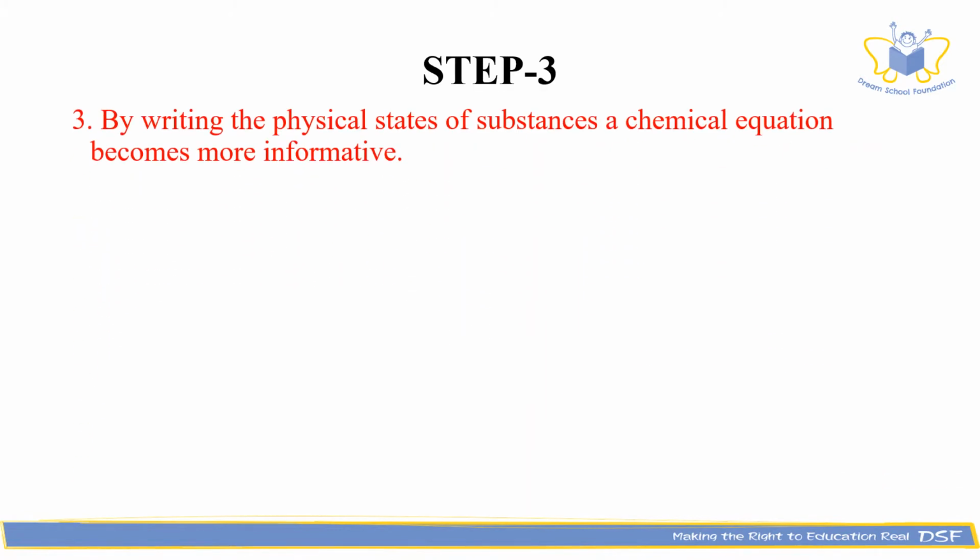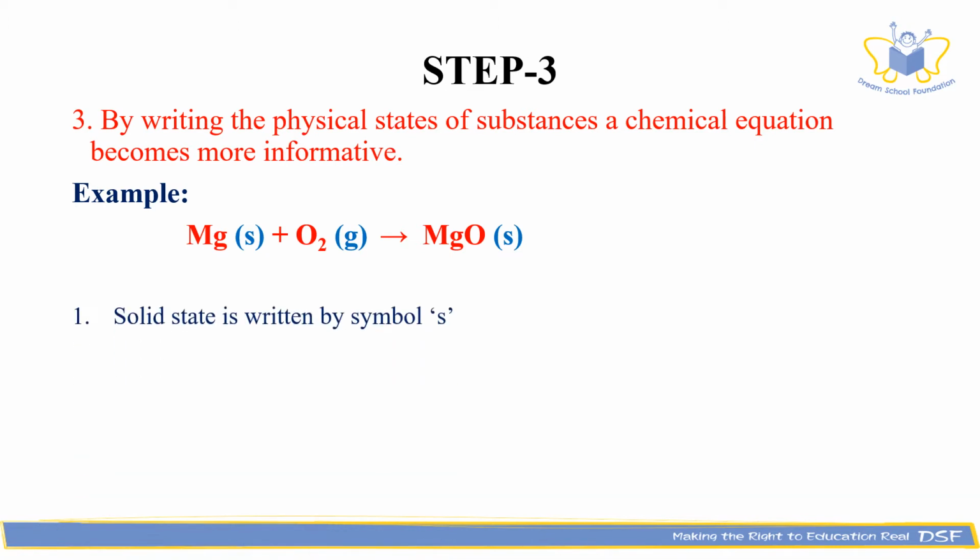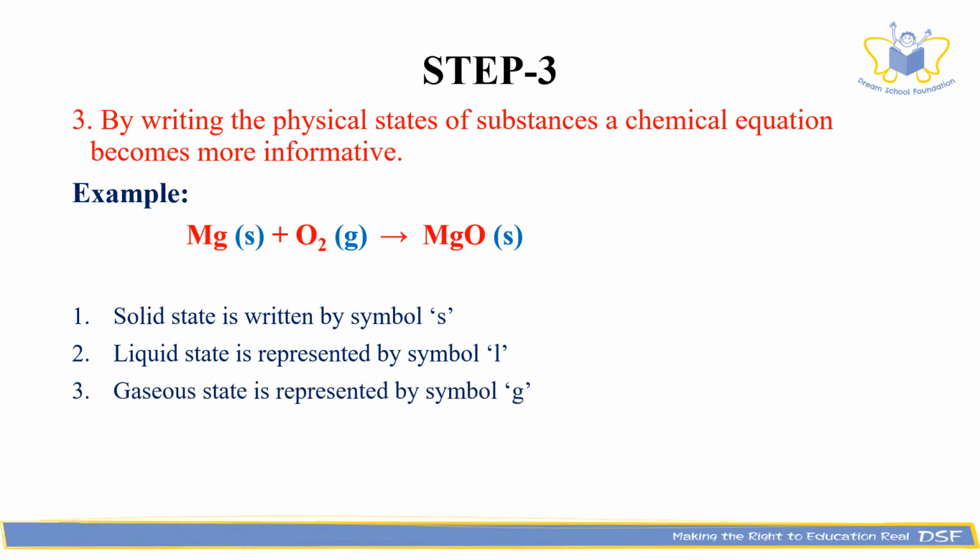Step 3. By writing the physical states of substances, a chemical equation becomes more informative. Mg, magnesium, is a solid, oxygen is gas, and magnesium oxide, which is a product formed by magnesium and oxygen, is also a solid. Solid state is written by symbol S, liquid state is represented by symbol L, gaseous state is represented by symbol G, aqueous solution is written by symbol AQ.